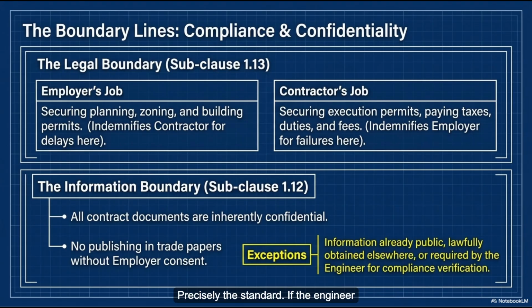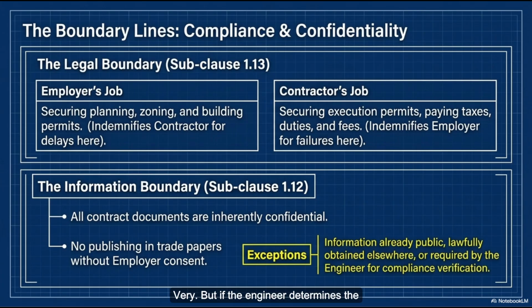Precisely the standard. If the engineer determines the flaw was obvious, like maybe the math was just fundamentally wrong on page 4 of the blueprints and the contractor missed it due to sheer negligence, the contractor might have to absorb the cost of fixing it. Ouch. That is an expensive math error.